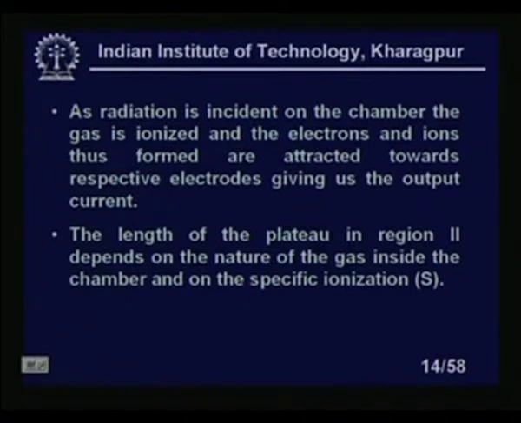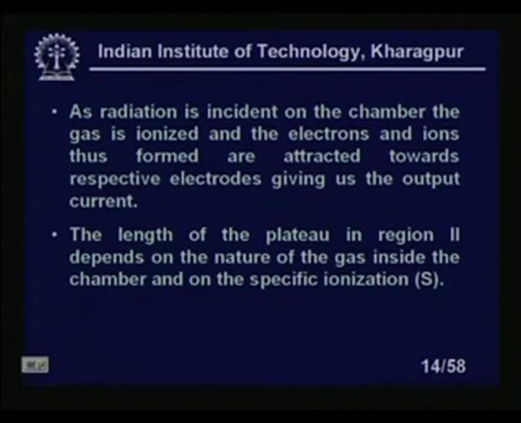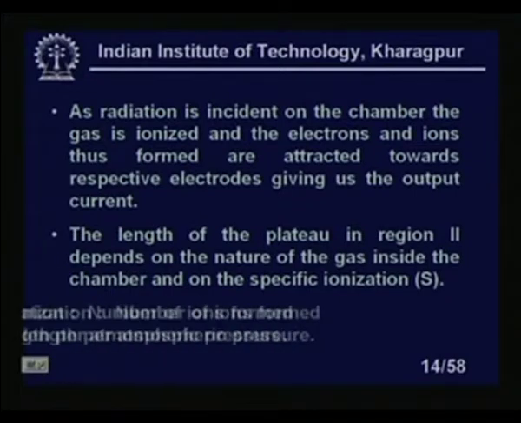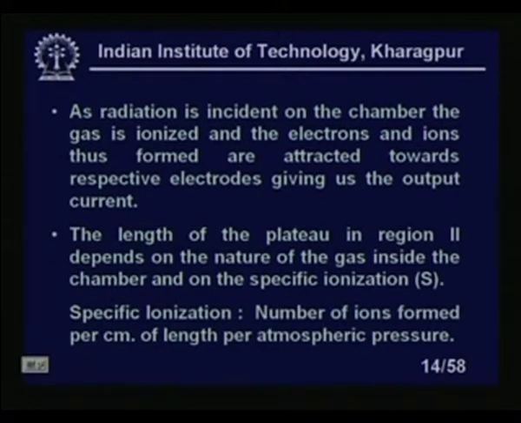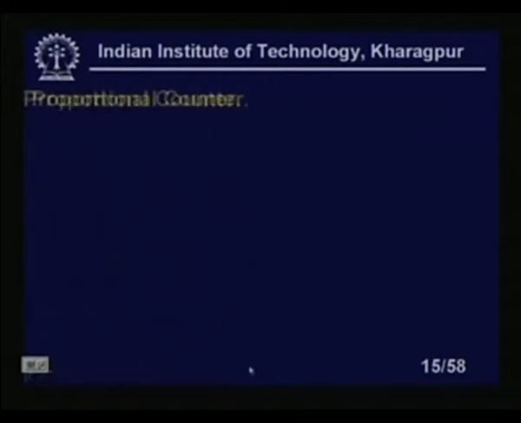So, the length of the plateau in region 2 depends on the nature of the gas inside the chamber and on the specific ionization. So, what type of gas is there, that is one factor, and what is the specific ionization; the length of the plateau depends on these two. The specific ionization is a number of ions. We have defined the specific ionization: the number of ions formed per centimeter of length per atmospheric pressure.